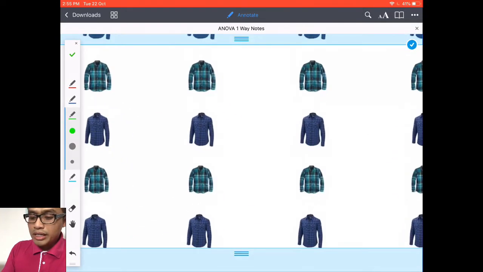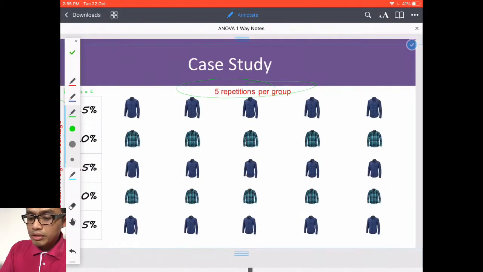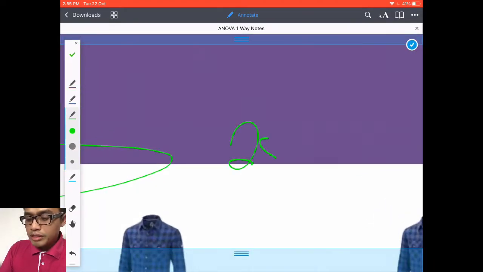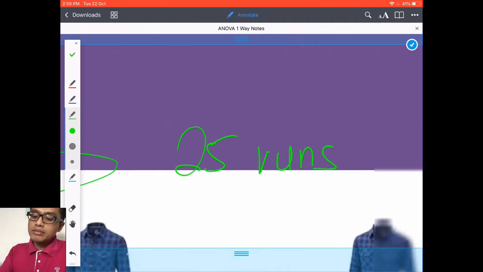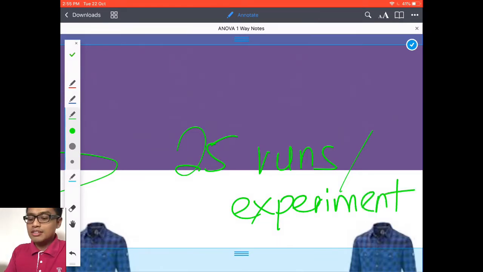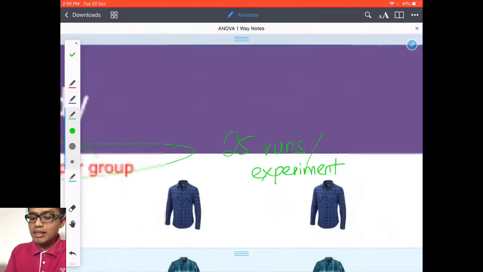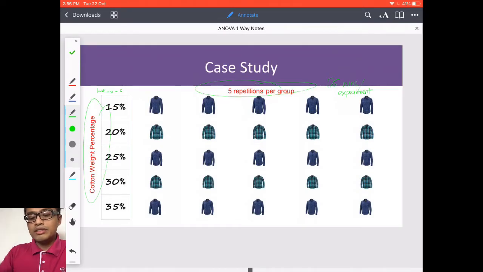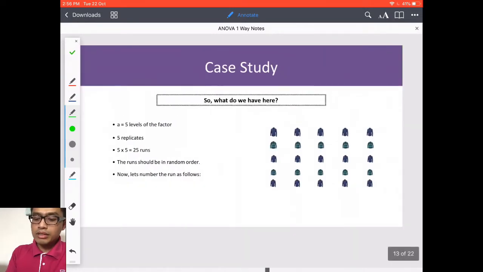So all together, we have around 25 runs. We call it runs. Some textbooks call it experiments. Up to you. Whatever rocks your world. So I call it runs. Okay, 25 runs. For each of these runs, you have different cotton percentage, and the observation will be the strength. So let's go back.